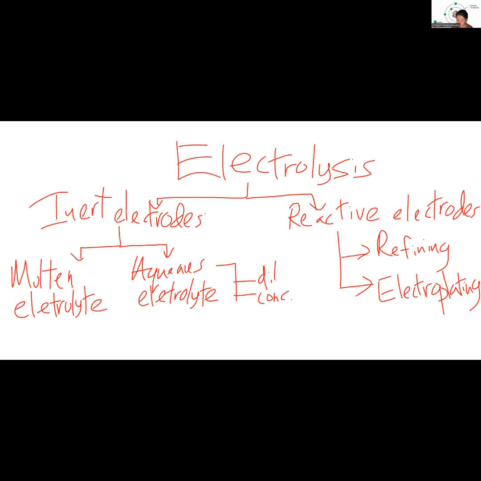Okay, right. So I was talking about this. I was telling in this reactive electrode side, the refining and electroplating both have very similar reactions. If you study one of them, the other one is the same thing. You will get it easily, right? So that's kind of easy to understand, like one whole thing you can study.